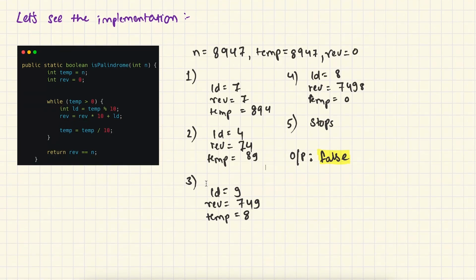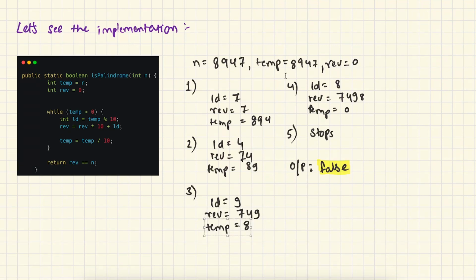In the third iteration, we simply get the last digit, that is 9. See here, we get 9, and we find the reverse, that is 74 into 10 plus 9, and it becomes 749. And we simply remove the last digit from the temporary variable. In the fourth iteration, the loop again checks if the temporary variable is greater than 0 or not. Now again, the value of temp is greater than 0, the condition becomes true, and we get into the loop.